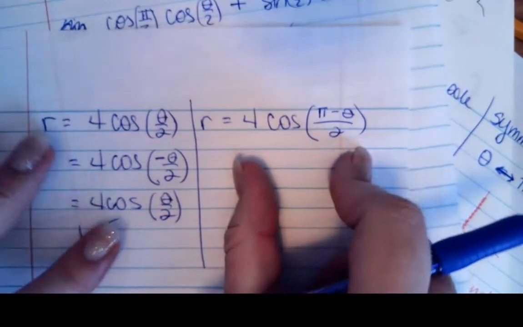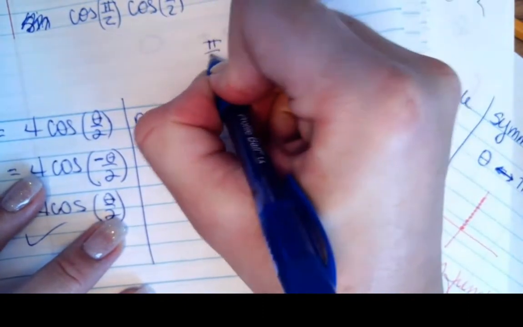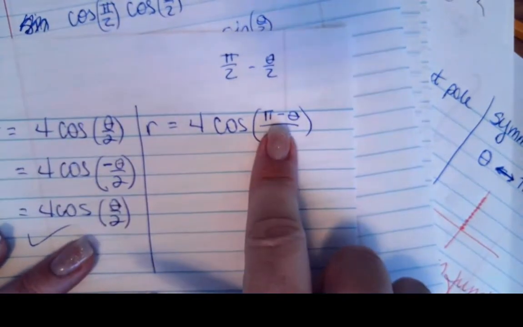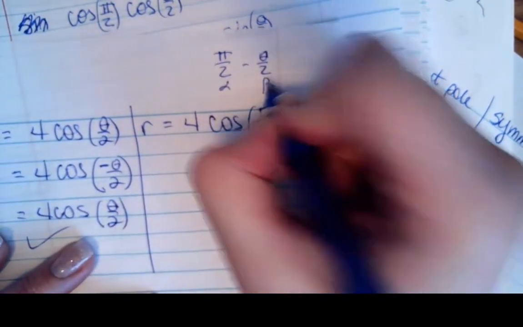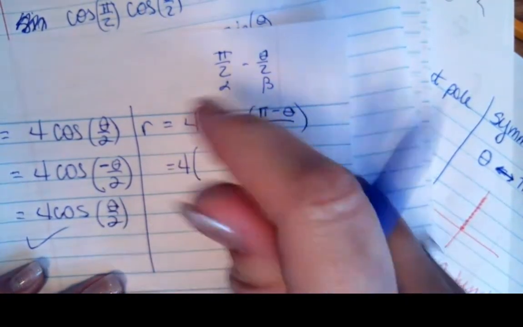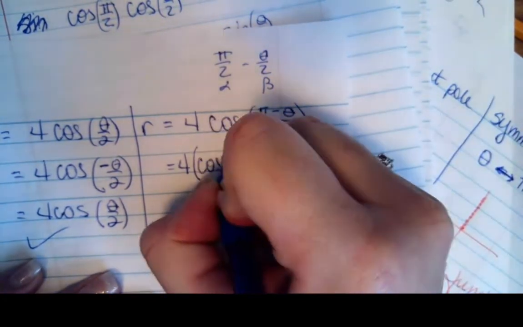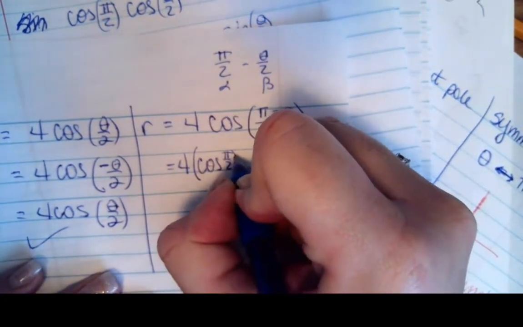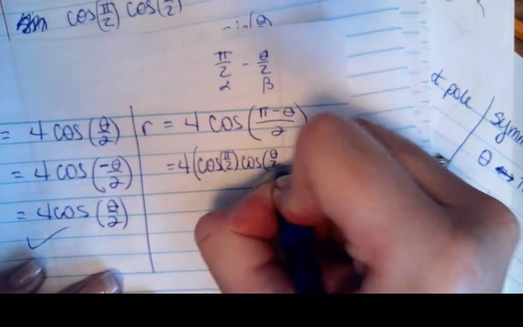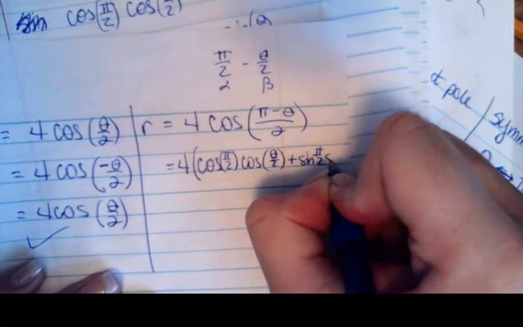All right, so to prove this one, I was going to make you do it yourself, and I changed my mind. Remember that I can write this as pi over 2 minus theta over 2. So it's just a common denominator. So this is going to be my alpha and my beta, which means I am testing to see if 4 times the cosine, so this is cosine of alpha minus beta. So I've got cosine of pi over 2 times the cosine of theta over 2 plus the sine of pi over 2 times the sine of theta over 2.